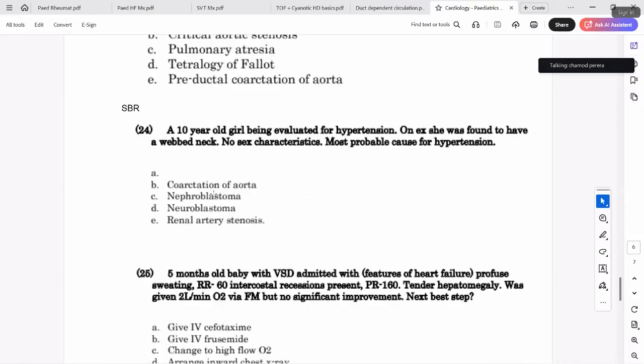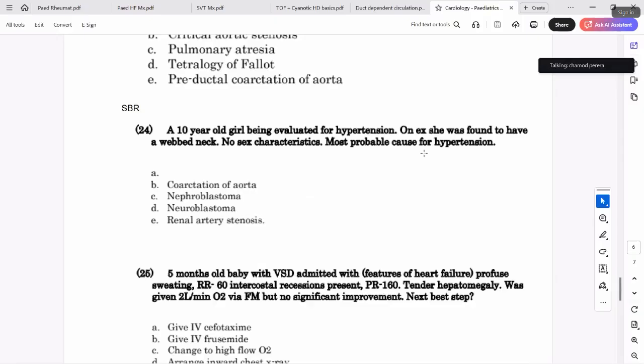Here she's a 10-year-old girl being evaluated for hypertension. On examination, she was found to have a web neck and no sex characteristics. What is the most probable cause for hypertension? This is a baby with Turner syndrome, and as I mentioned earlier, coarctation of aorta is the one that causes hypertension in the upper limbs. Babies with Turner syndrome have coarctation of aorta, and that can cause hypertension in the upper limbs.